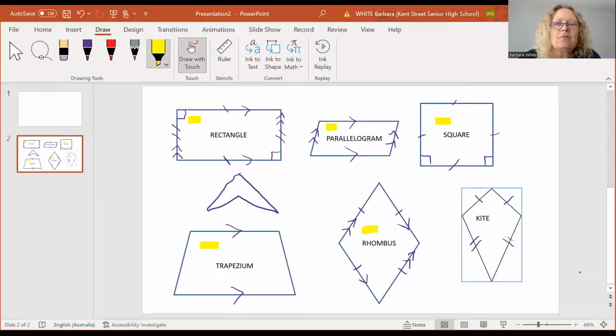The mouse isn't working properly. That's got it. Kites that have two pairs of adjacent congruent sides. So this one also has two pairs of adjacent congruent sides, and so does this one. So all the yellow ones are trapeziums, all the green ones are kites, and the rhombus and the square fit into both categories.